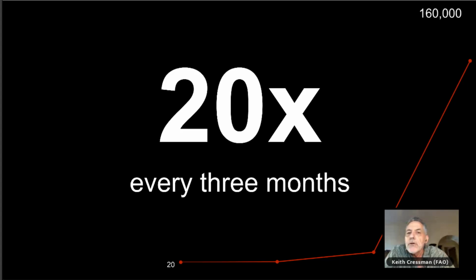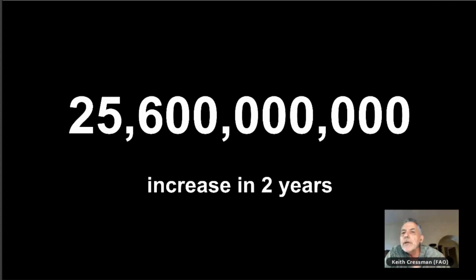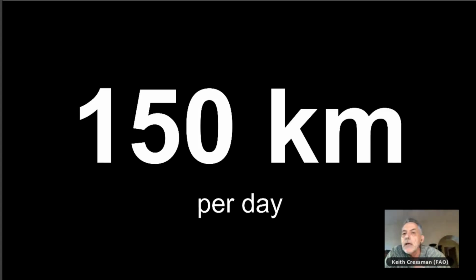So that means after 1 year of breeding, you have 160,000 times the number of locusts that you started with. So if we work that out, in the past 2 years, there has been an increase of 25 billion locusts. So you take those numbers and you consider their ability to migrate, to move, to spread. And a locust swarm can migrate up to about 150 kilometers during the day.